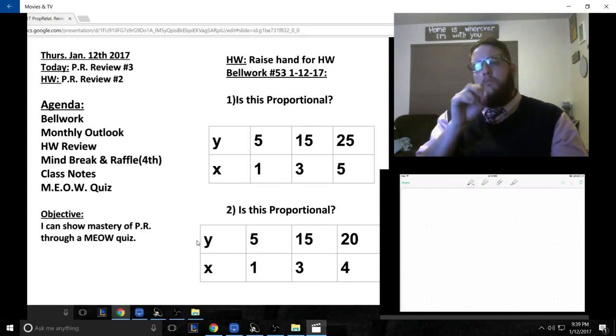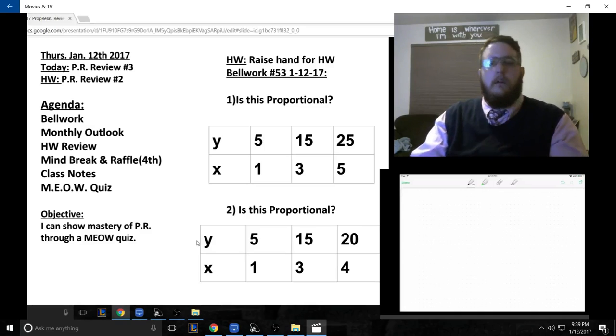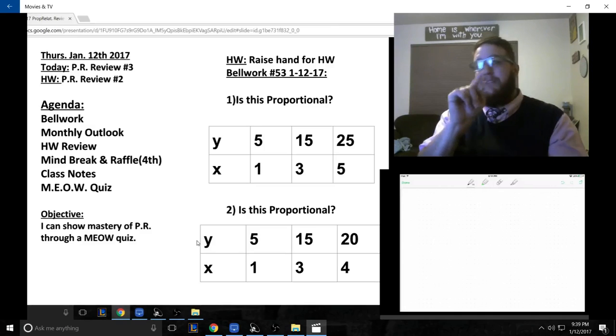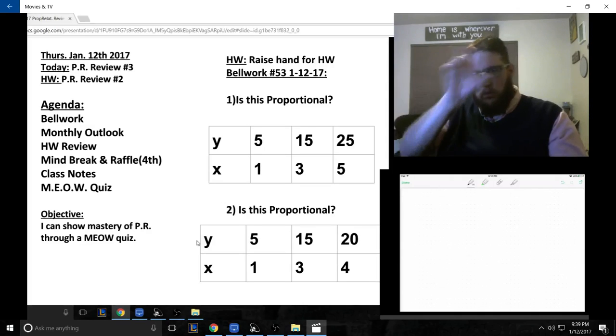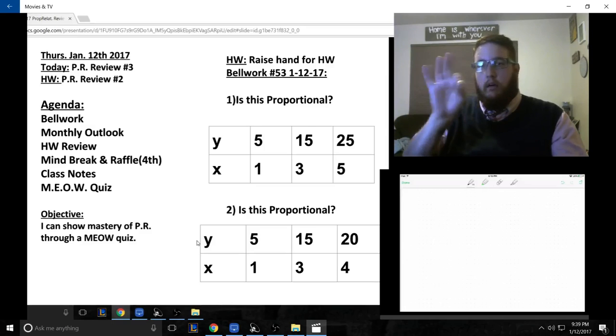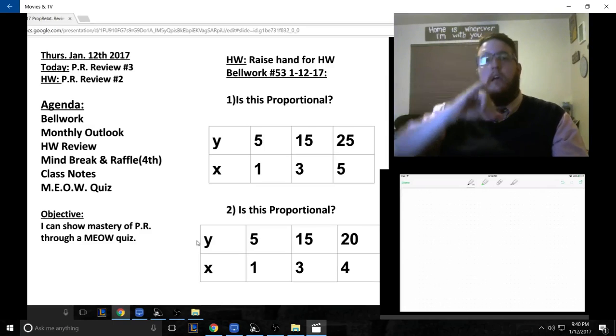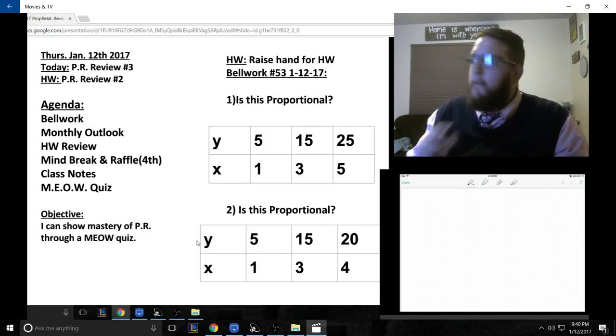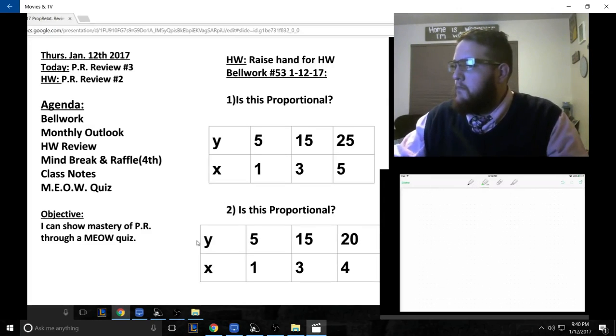So as you can see in our bell work, both questions are tables, and the question is to find out whether those tables are proportional. In order to do this, we need to find the unit rate for each pair of coordinates, each x and y column in this case. If we recall from our previous lessons, if we take y and divide by x, we will find the unit rate.